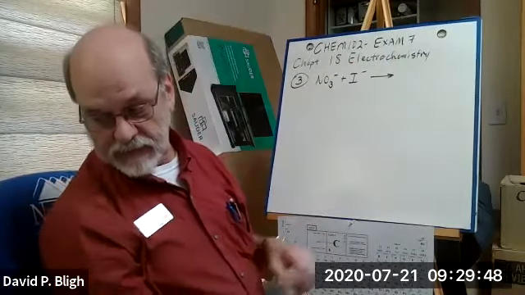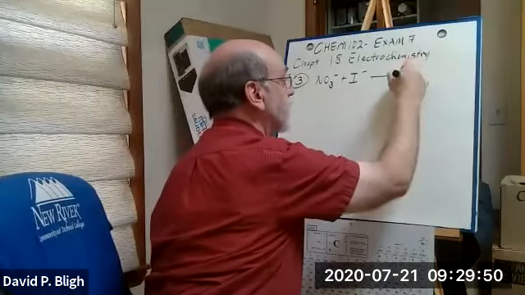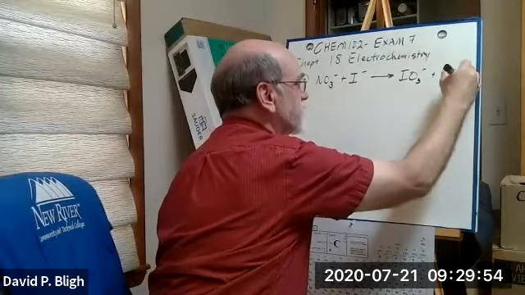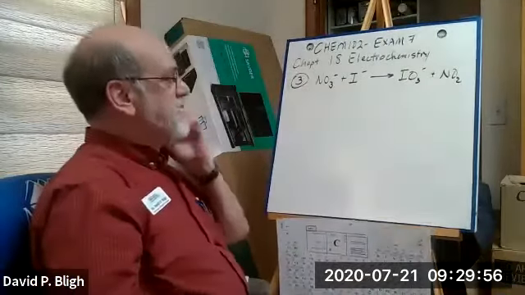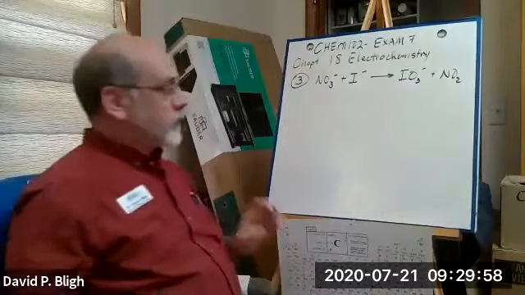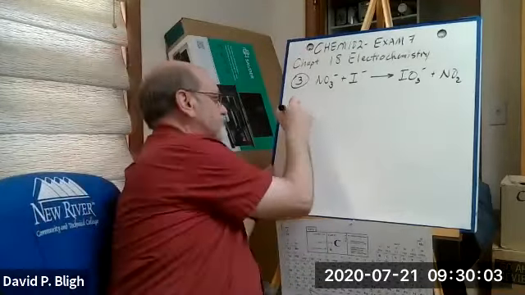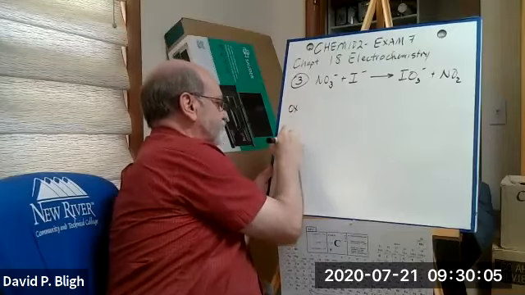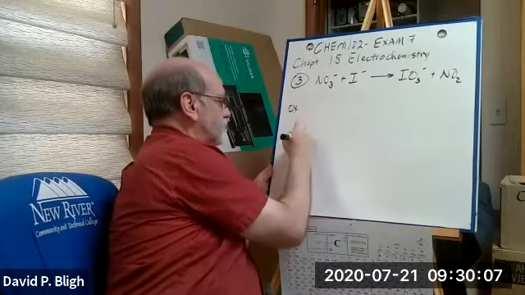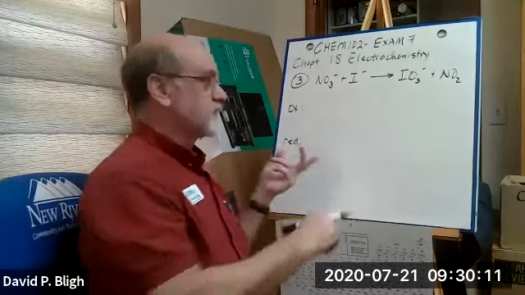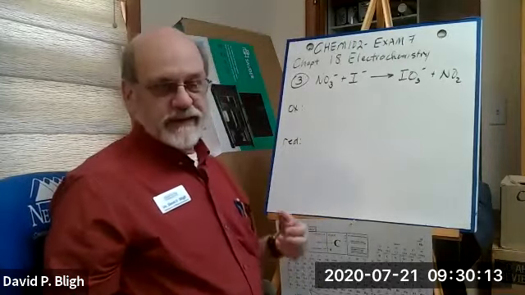And iodate and nitrogen dioxide. There we go. Now we just have to decide first which one's oxidation, which one's reduction. We need to know the oxidation states. I always start with the easiest ones.